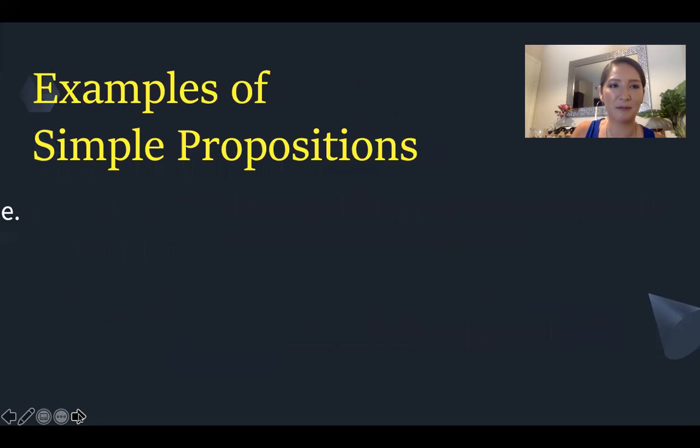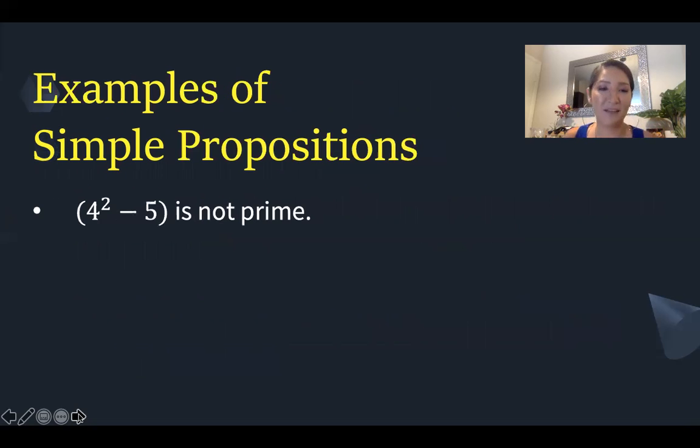So here are some simple propositions. 4 squared minus 5 is not prime. Now you can do the computation if you want. 4 squared is 16. 16 minus 5 is 11. 11 is not prime is false because 11 is prime, but that's not our concern here. We just want to know, is it simple or is it compound?